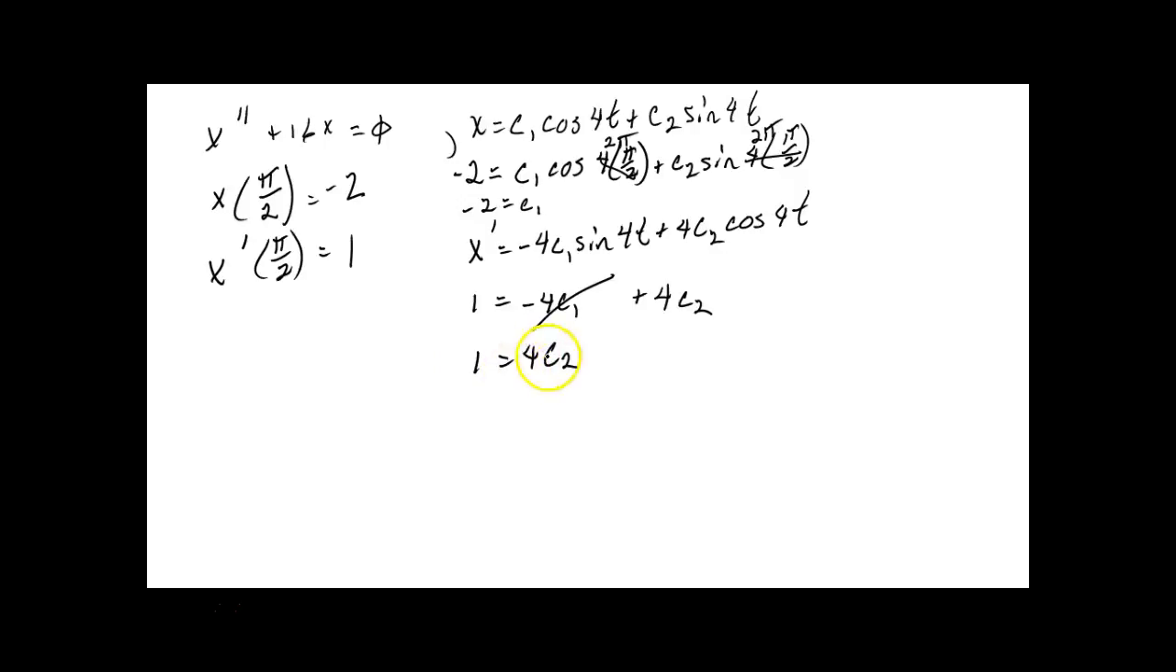So what in the world is c2? 1/4. Divide both sides by 4. Okay, so write down what your solution is. X is equal to, C1 is -2, so -2 cosine 4t, and then your C2 is 1/4, plus 1/4 sine of 4t. There is your solution to this problem.